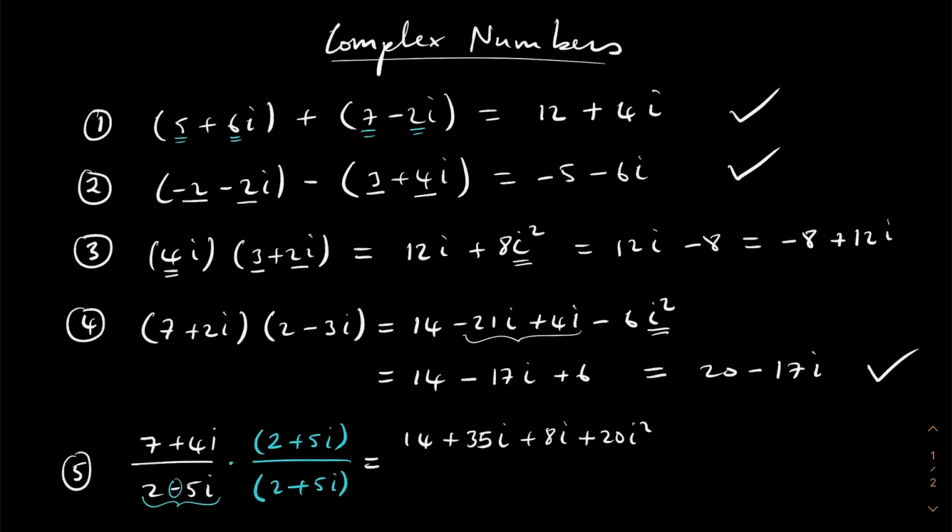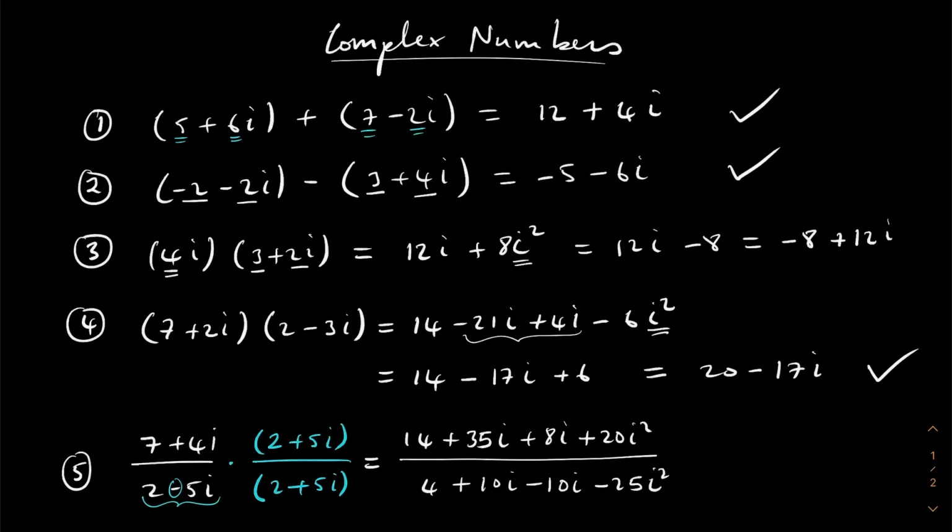And on the bottom, I'm going to have 2 times 2 is 4, then 2 times 5i is going to give me 10i, and then negative 5i times 2 is going to give me negative 10i, and finally negative 5i and 5i will give me negative 25i squared. And then you can go ahead and simplify this.